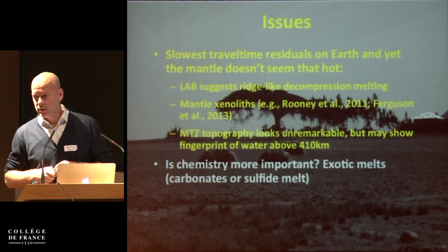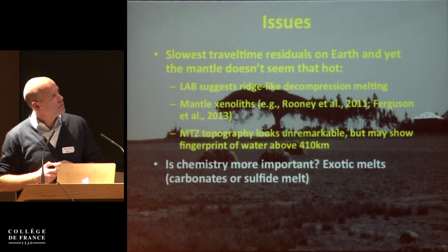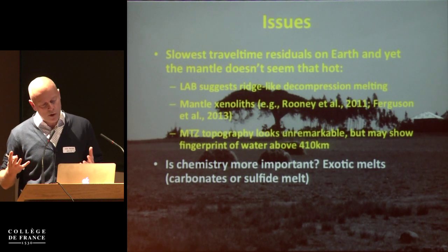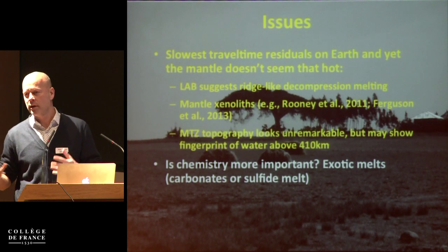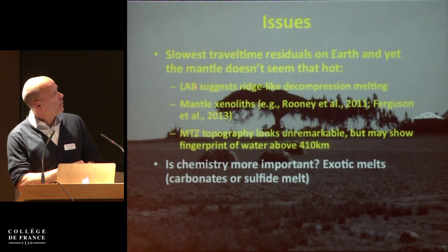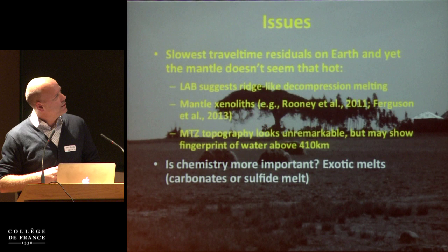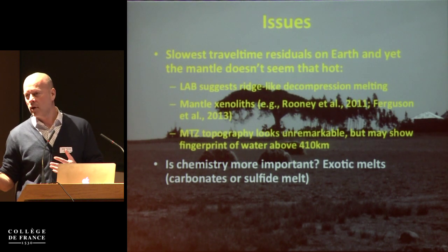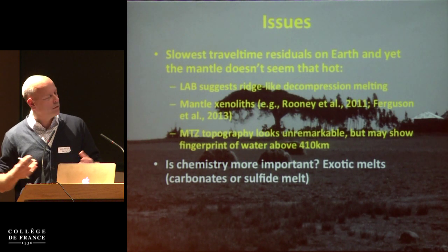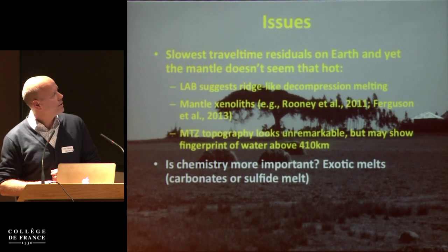So everything's not resolved, obviously. There's, I think, some really key issues that we're struggling with. These are the slowest travel time residuals on Earth, and yet seismically this region is not looking particularly hot, which is strange. And Kate discussed that yesterday in her results. But mantle xenolith geochemistry actually suggests that it is hot. So we've got problems of reconciling two different data sets. This could be a question of resolution, I'm not sure.